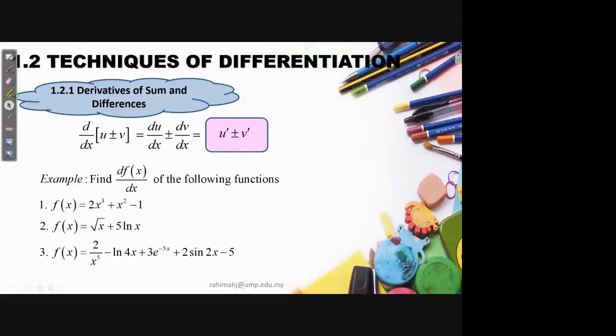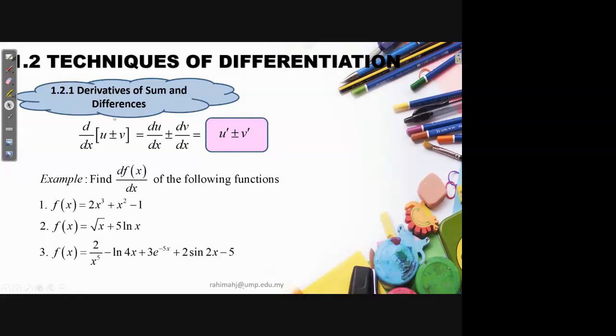Just now we differentiated a single function. Differentiate sine, differentiate cosine, differentiate a composite function. That's a singular function. Now we are going to use all these techniques of differentiation when you have a combination, a product combination or a linear combination. So we start with the derivative of sum and difference.